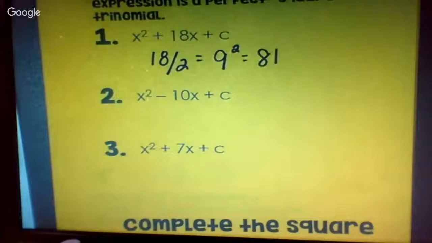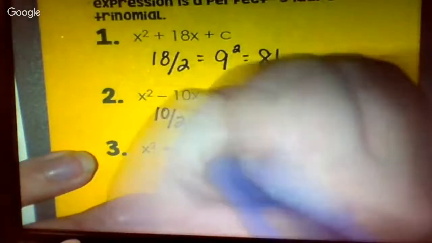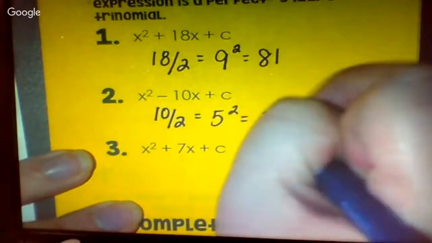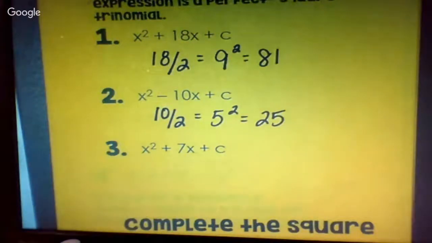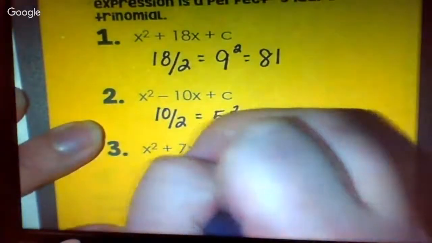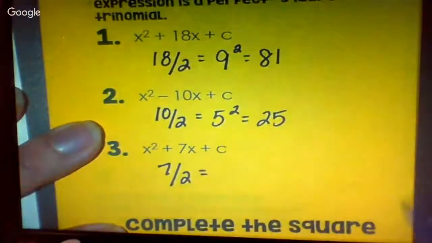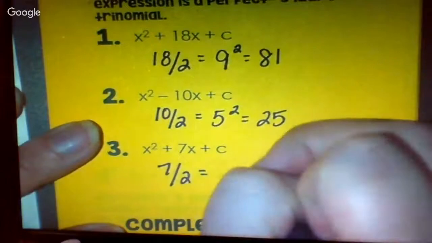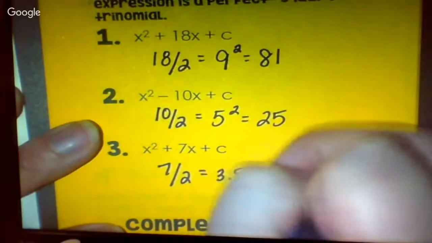So on that last page, when you found that value that you added to both sides, that's what we're doing here. We're just focusing on that part of the steps. So again, we've got 10 cut in half, which is 5. And 5 squared is 25. Good. Number 3, cut B in half. What's 7 divided by 2? 3.5. What's 3.5 squared?